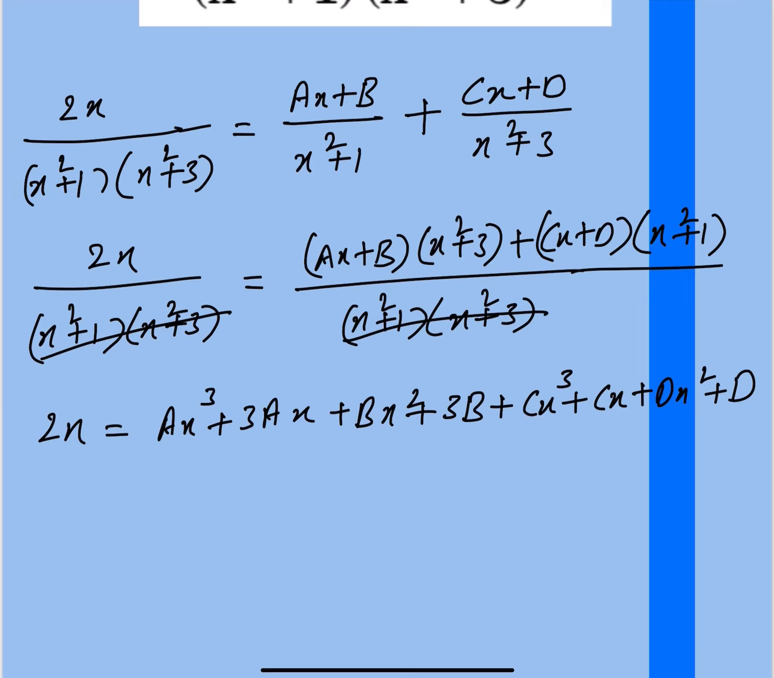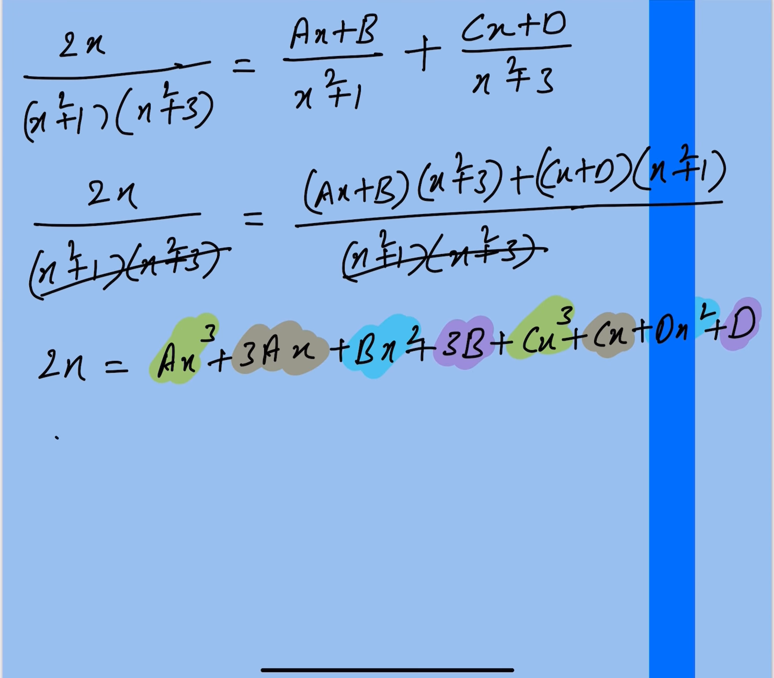Now, what are the like terms? If you look at this, you have two cube terms over here. Then we have one x term here and one x term here. Then we have an x square term here and one x square term here. And then you have your constants. So 3b and d is a constant. So let's write them together so that we do not make any silly errors.